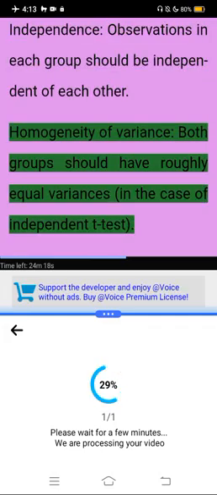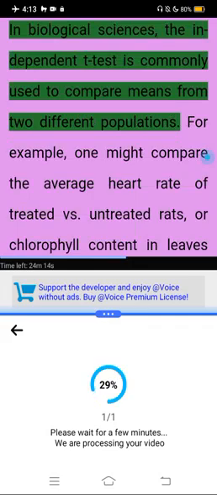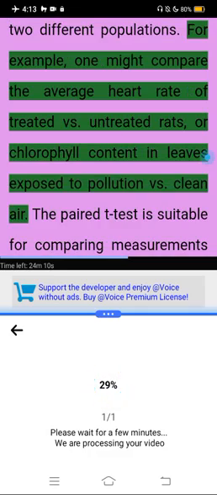Homogeneity of variance: both groups should have roughly equal variances in the case of the independent t-test. In biological sciences, the independent t-test is commonly used to compare means from two different populations. For example, one might compare the average heart rate of treated versus untreated rats, or chlorophyll content in leaves exposed to pollution versus clean air.